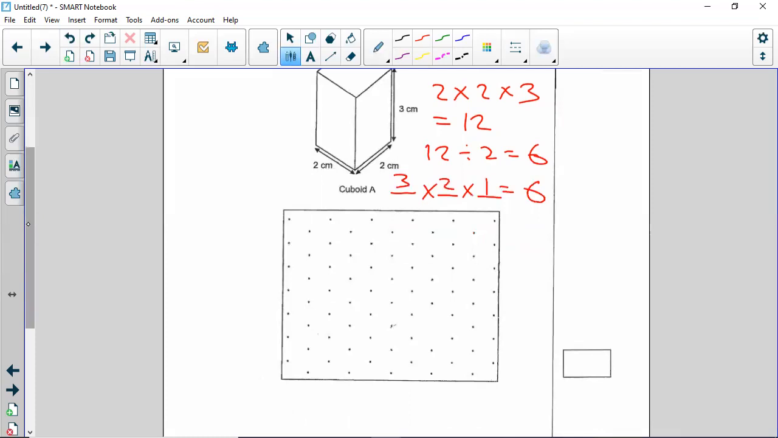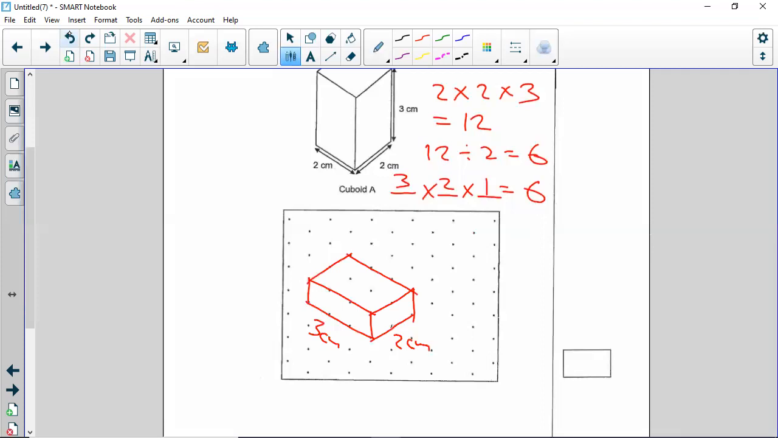So the length is 3 units. 1, 2, 3 units. That's the length, right? Or I should put 3 cm. The length is 3 cm, the breadth is 2 cm, and the height is 1 cm. And then you just join. By the way, there is more than one drawing, more than one answer. This is just one drawing, and that is a cuboid that is half the volume.